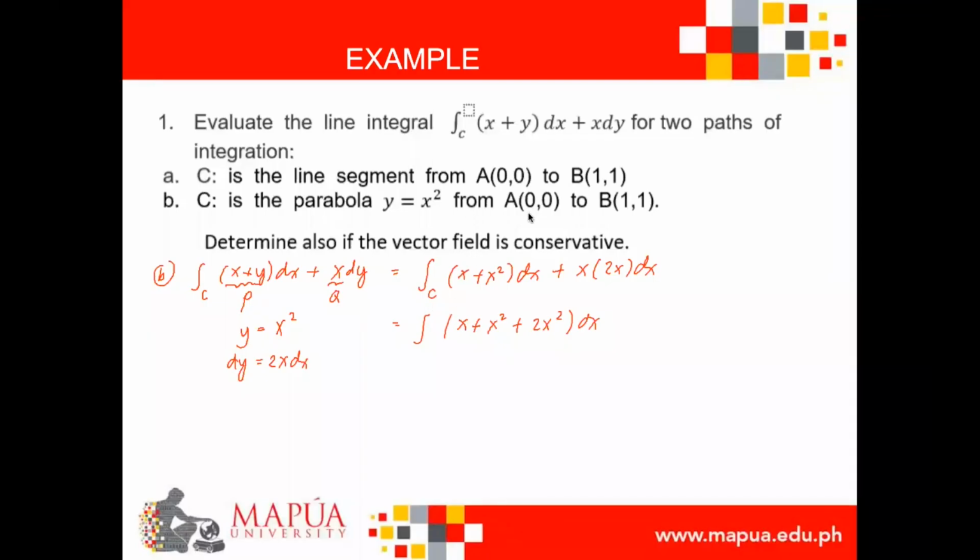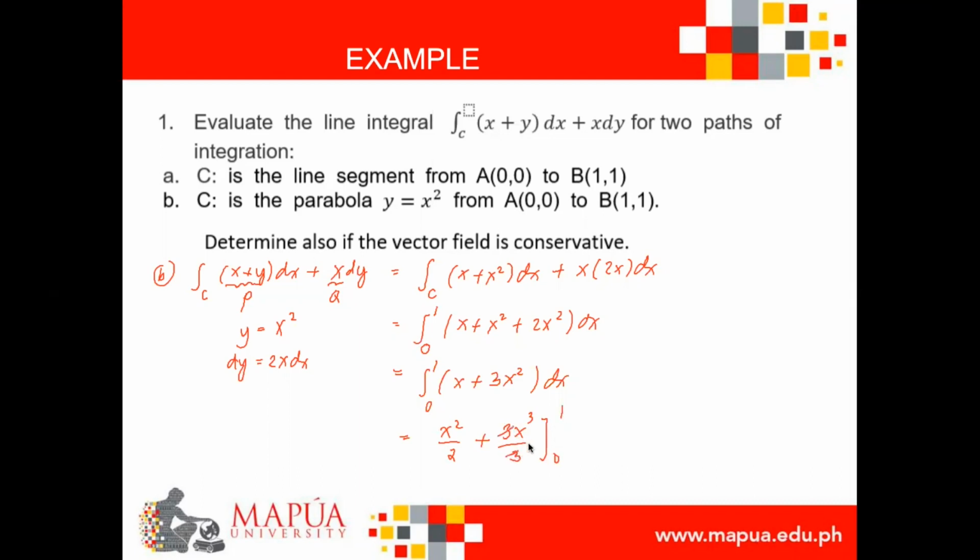Since the variable of integration is with respect to x, we will use the x coordinates from these two points. We have 0 and 1. So evaluating this, simplifying your expression, we have the quantity x plus 3x squared dx from 0 to 1. Integrating now, the integral of x dx is x squared over 2, plus we have 3x cubed over 3 from 0 to 1.